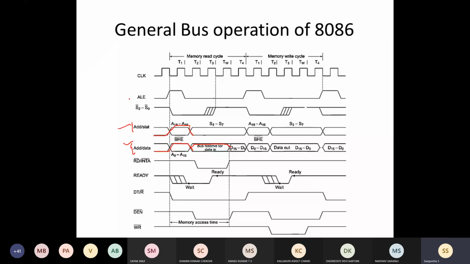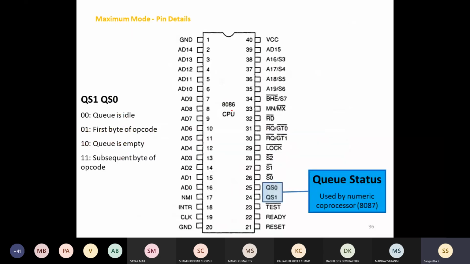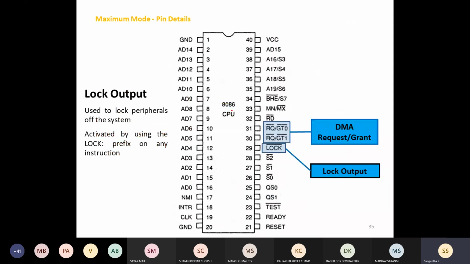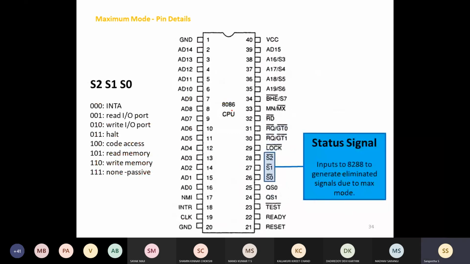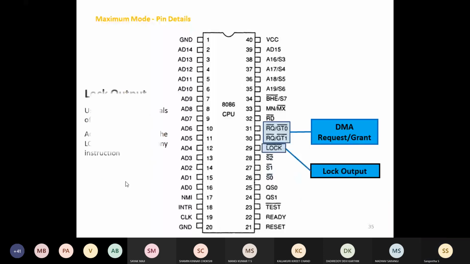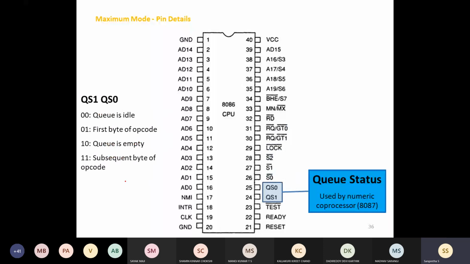And this thing we have seen. And this S0 to S2, so we have seen what is the status. S0 to S2 has totally 8 combinations. So based on that, during the clock period, it will be low. So after that, it will be enabled. Whenever data transmission occurs or data write operation occurs, it will be enabled. So depending upon the combinations, you can see. I will show you this one. It is read or write or halt process, code access. These combinations will show you what operation is carried out. So this thing is completed.